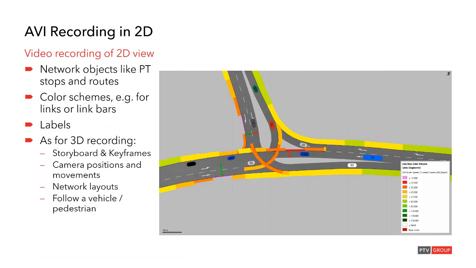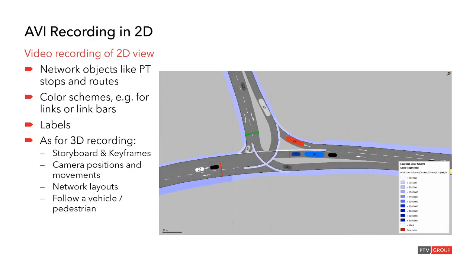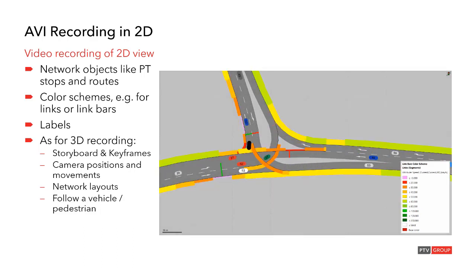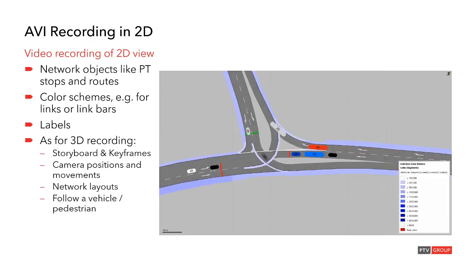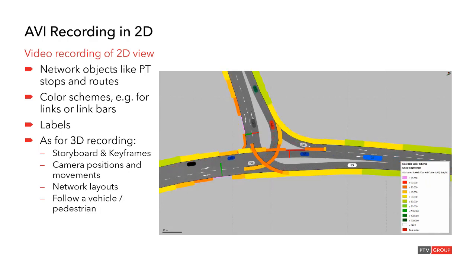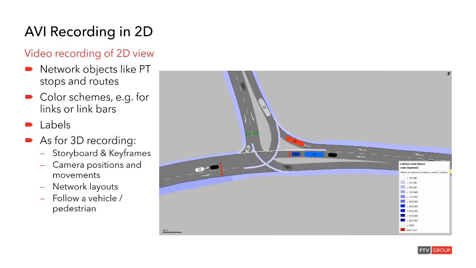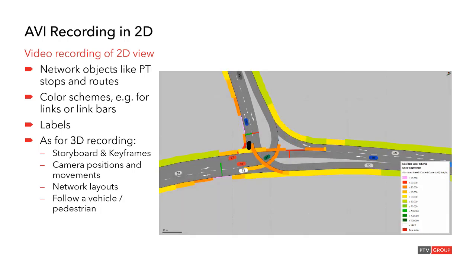The last new feature for greater efficiency is AVI recording in 2D. This has been requested for a long time, and now you can record video files in Vissim in 2D view. Well, what's the advantage of that? You can see network objects like PT stops or vehicle routes. You can use color schemes for links or link bars, as in this video on the slide here. You can see the labels such as the speeds on the vehicles.